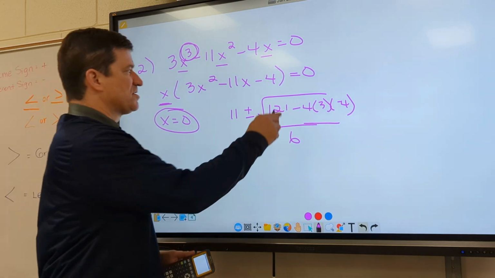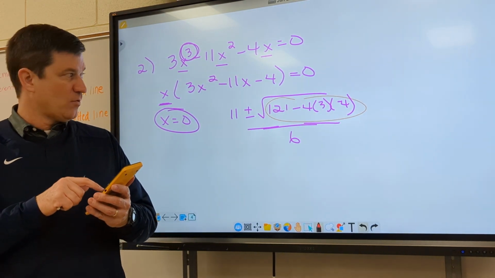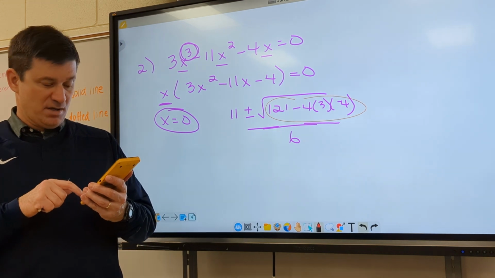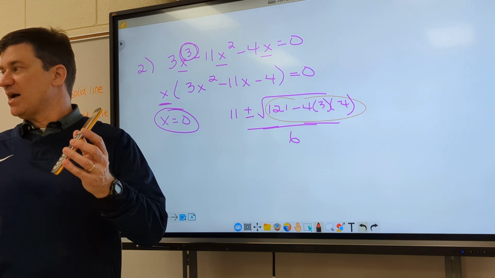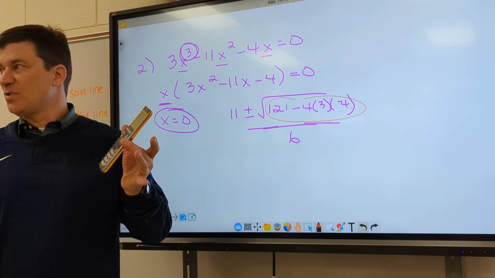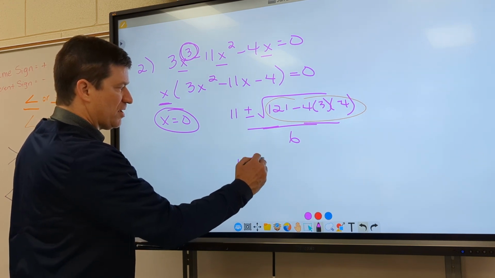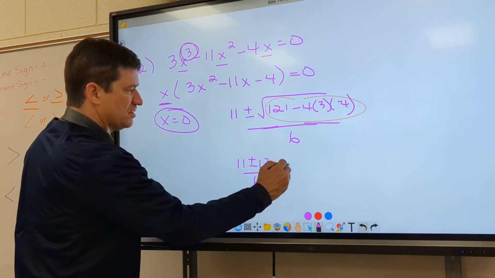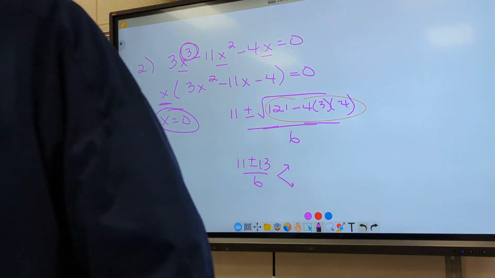All right, so I'm going to type this in my calculator. It's going to be a big number, I'm guessing. 121 minus 4 times 3 times negative 4. All right, I got 169 again. Did y'all get 169 as well? So that turns into 13 again. So it's 11 plus or minus 13 over 6. I will stop and let y'all find both answers from there on your calculator.